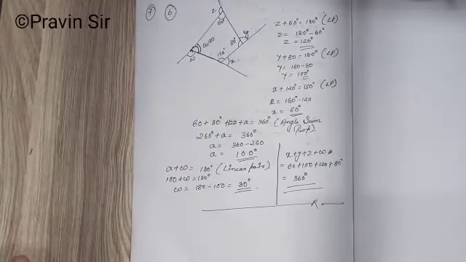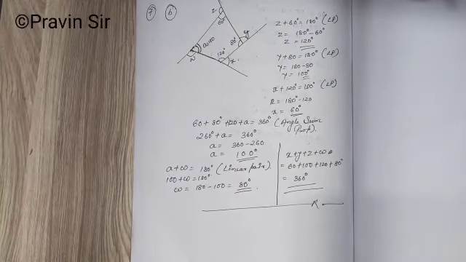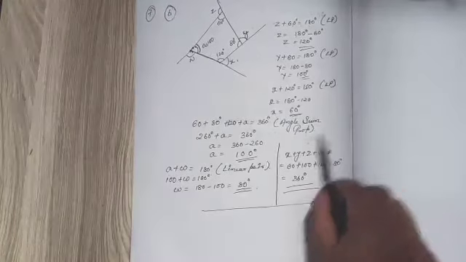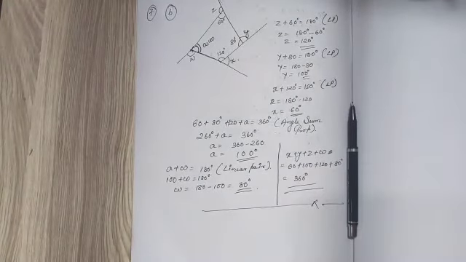So this is the end of this exercise 3.1. In the next class we will see the sum of the measures of exterior angles of a polygon. Okay, so that's all for today's class.